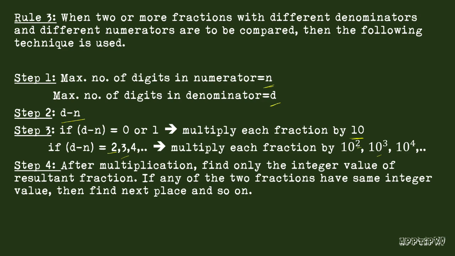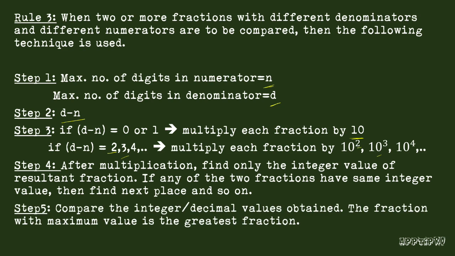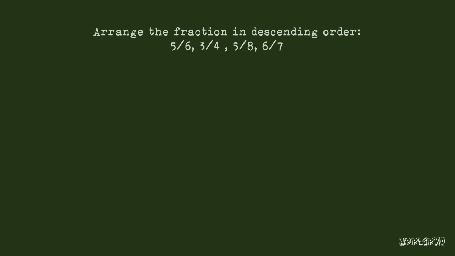The next step, after multiplication, find only the integer value of the resultant fraction. If any of the two fractions have the same integer value, then find the next place and so on. Compare the integer or decimal values obtained. The fraction with maximum value is the greatest fraction.